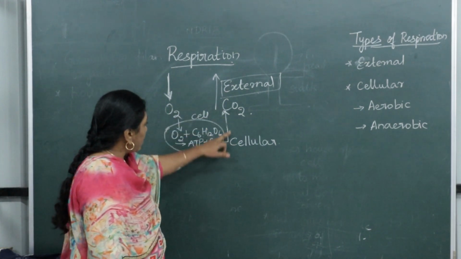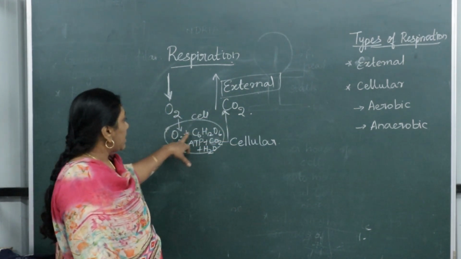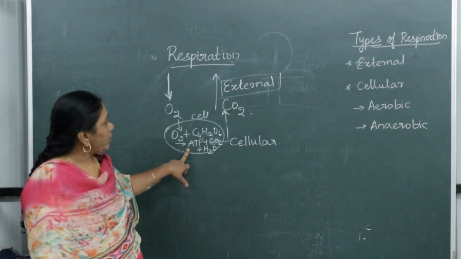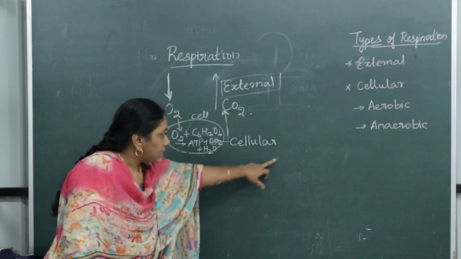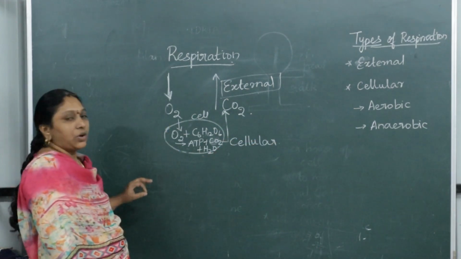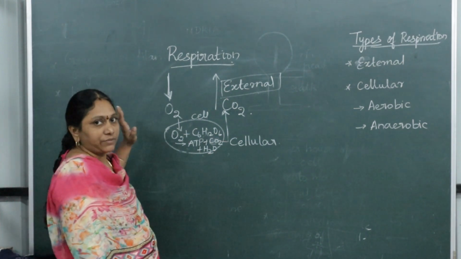And this complex biochemical process which takes place inside the cell, where the oxygen combines with the glucose molecule to give you ATP, carbon dioxide and water, is called cellular respiration or internal respiration. These are the two types of respiration you have to remember.